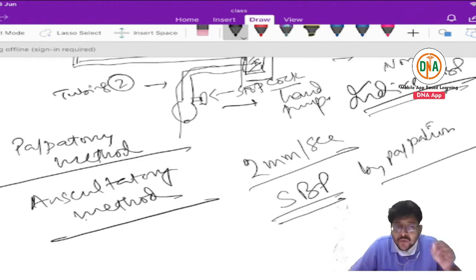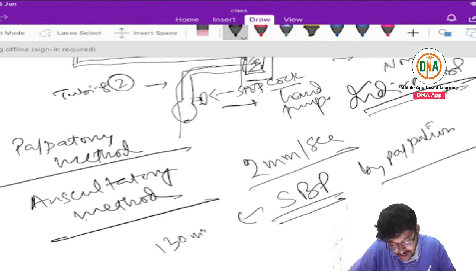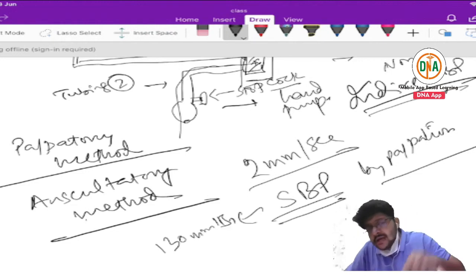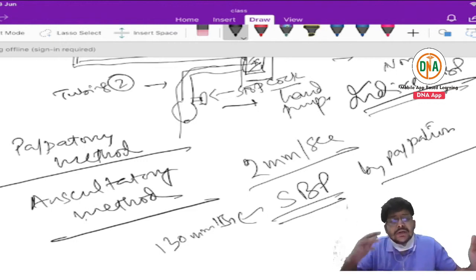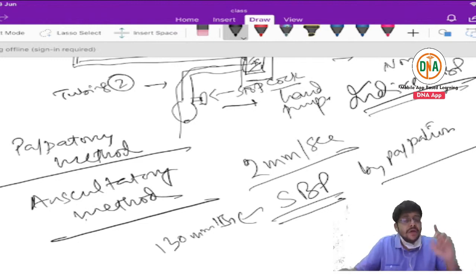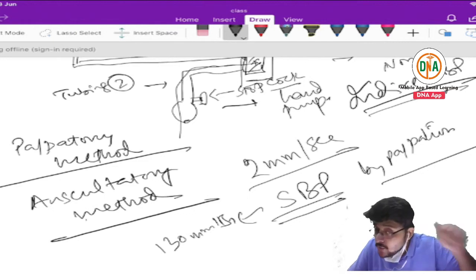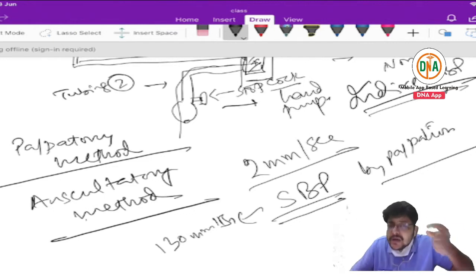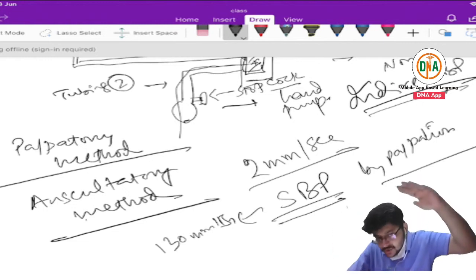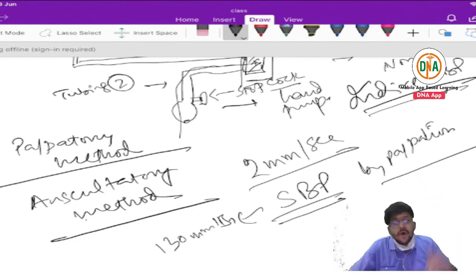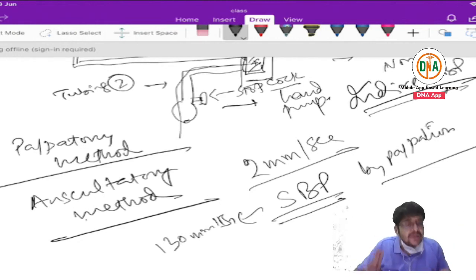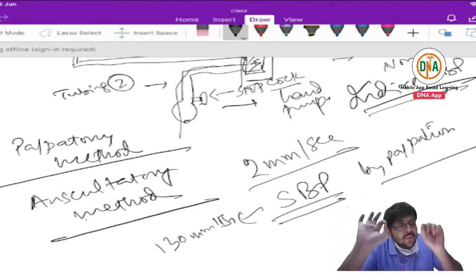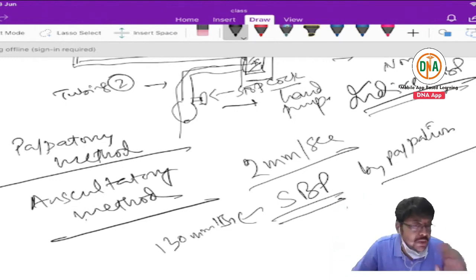For your understanding, we can take it as 130 millimeter of mercury. Let me explain it again: you are pumping, you are palpating the radial artery, and around 130 millimeter of mercury, the radial pulse is gone. You keep up pumping for another 20 millimeter of mercury. Once you reach the arbitrary value of 150 millimeter of mercury, you deflate it slowly, regularly, so that the mercury column comes down. Once it comes down to approximately 130 millimeter of mercury, the non-invasive pressure on the brachial artery will be equal or slightly lesser than the actual brachial artery pressure.